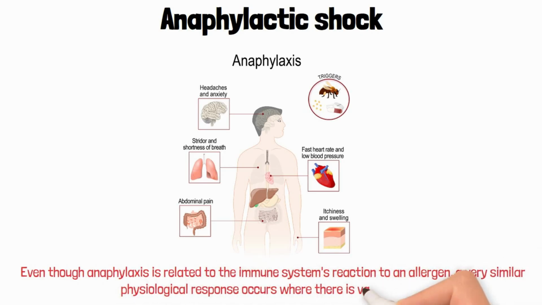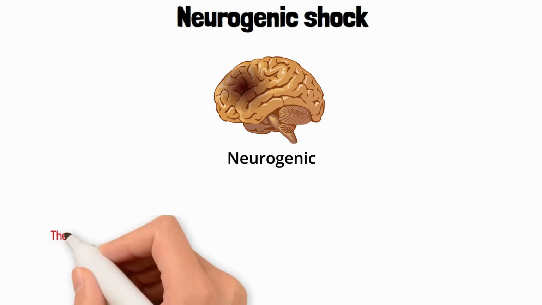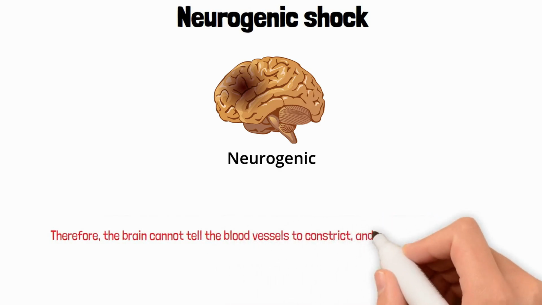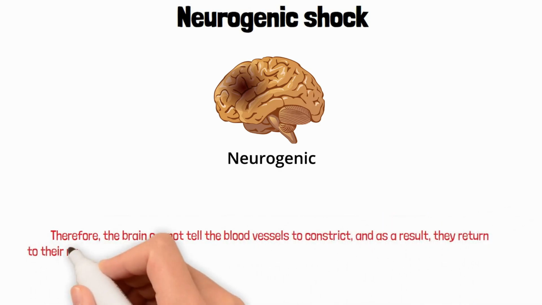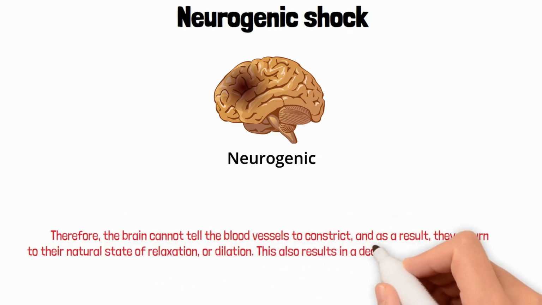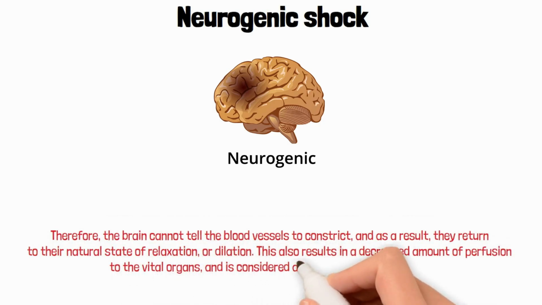And lastly, with neurogenic shock, the nervous system is no longer able to communicate with certain parts of the body. Therefore, the brain cannot tell the blood vessels to constrict, and as a result, they return to their natural state of relaxation or dilation. This also results in a decreased amount of perfusion to the vital organs and is considered a type of distributive shock.